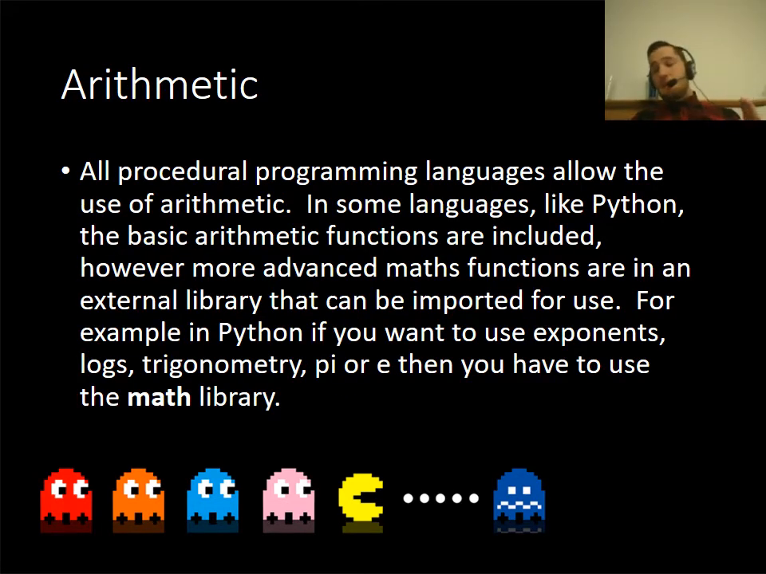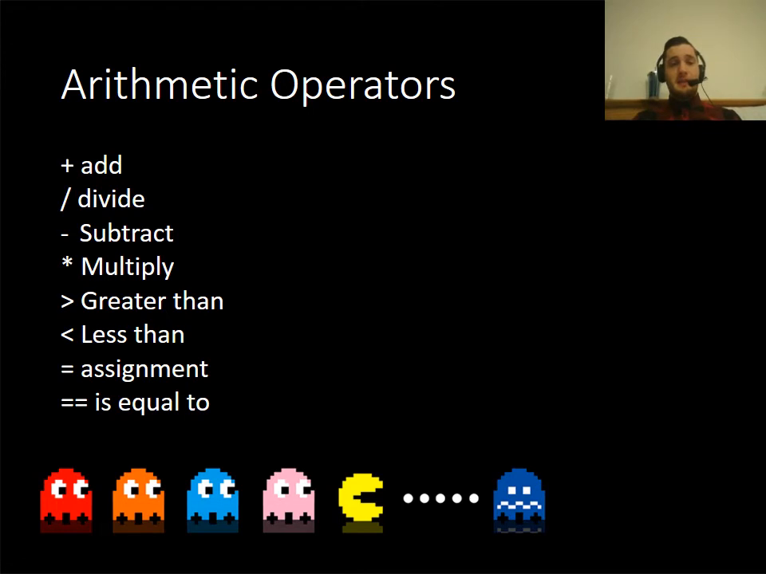Arithmetic. When you are doing your programming, you are able to use arithmetic operators so that you can add, divide, multiply, and it is important that you know which ones to use so that you can carry out the correct code in your exam. So we have add, divide, subtract, multiply, greater than, less than, assignment, which you may have seen earlier when you said name equals Ray, and is equal to if you're doing some if statements, if you're doing some selection. So there are some of the operators that you will see from time to time.